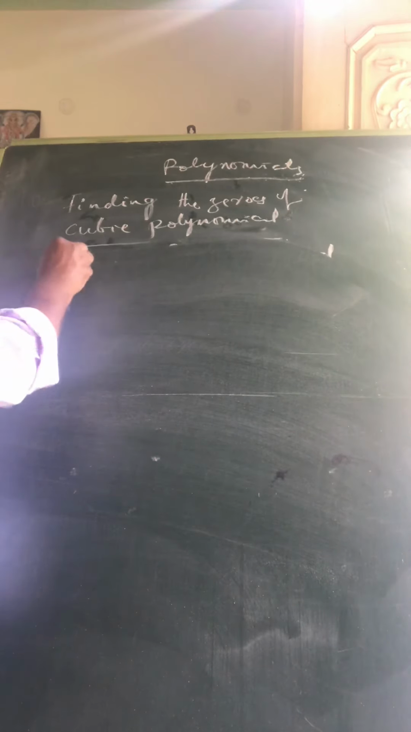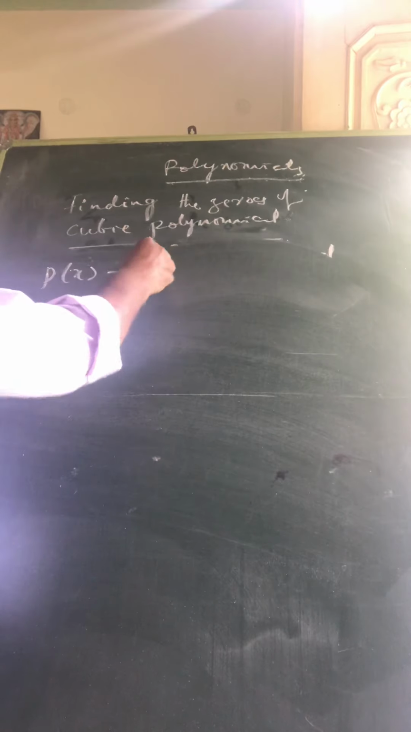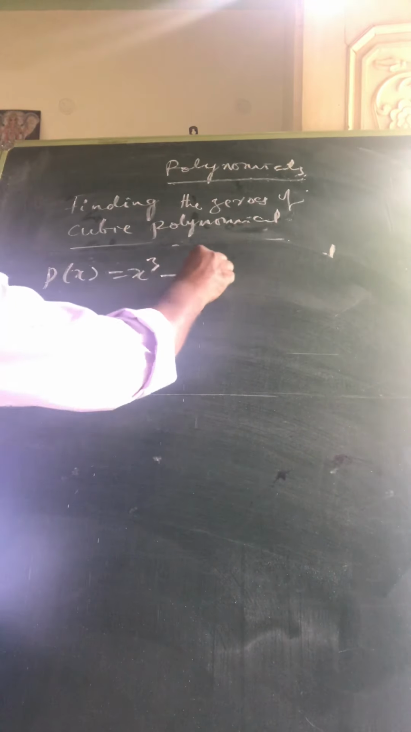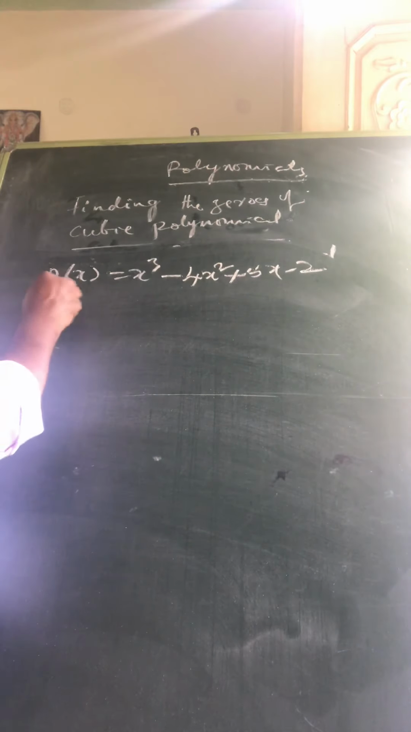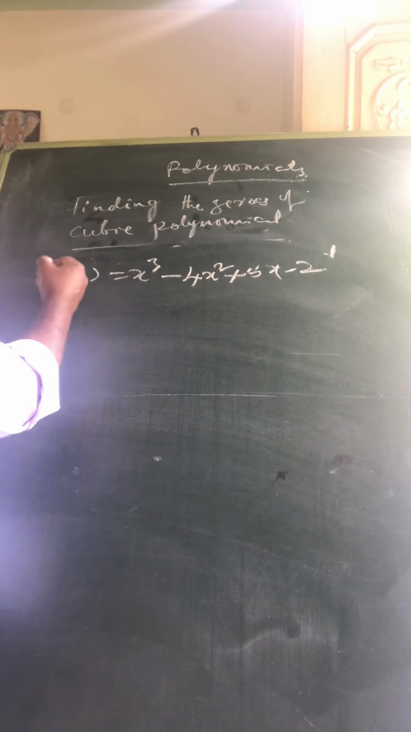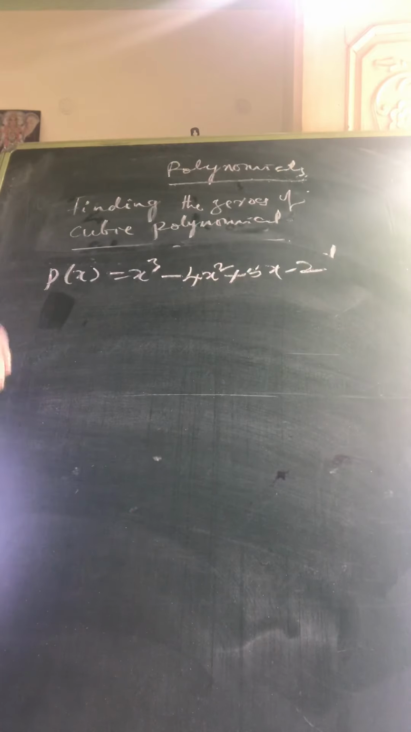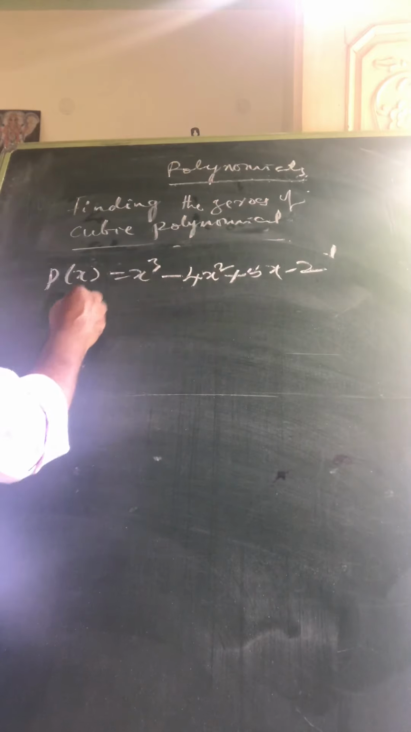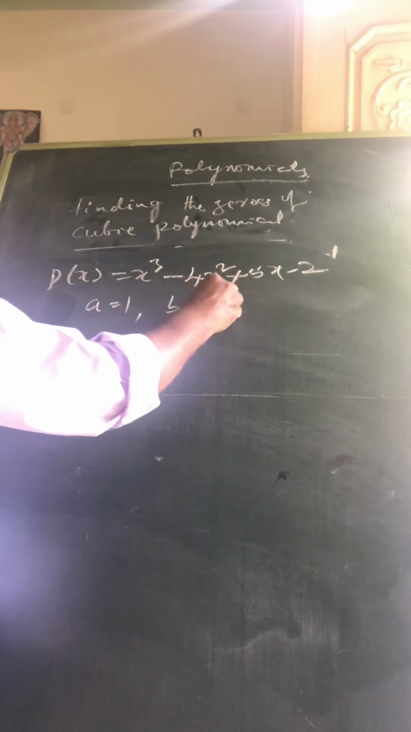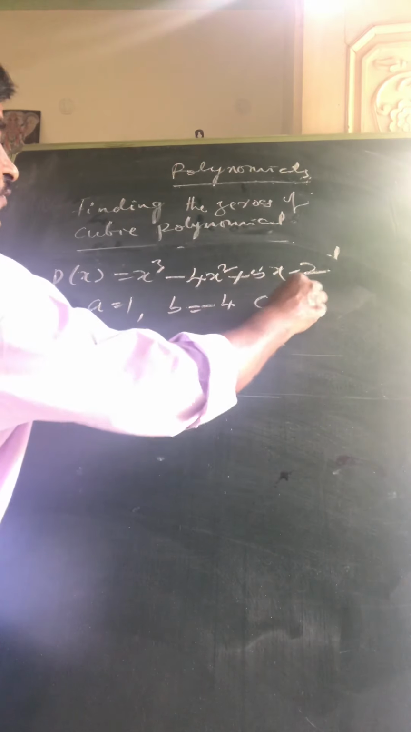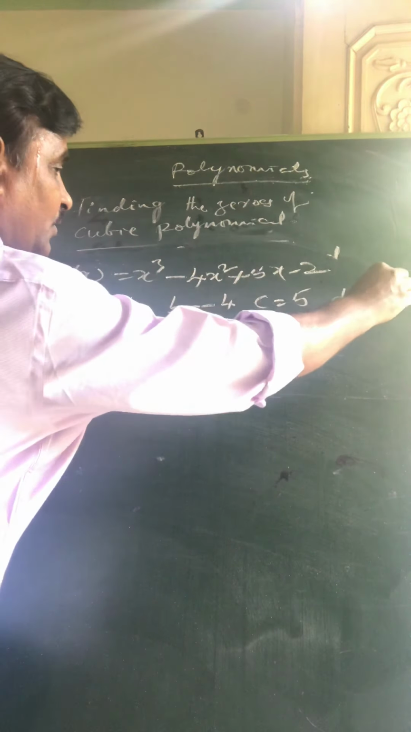Here, x cube minus 4x square plus 5x minus 2. It is a cubic polynomial. What are the zeros you got here? Zeros are 1, 1 and 2. Now first we take the coefficients, that is coefficient a is equal to 1 and b is equal to minus 4, c is equal to 5 and d is equal to minus 2.